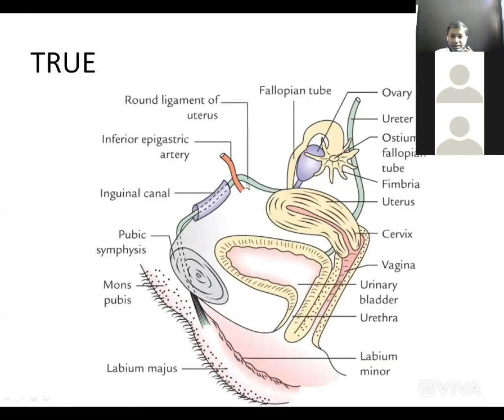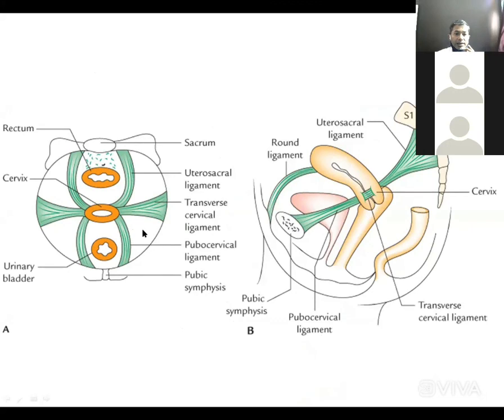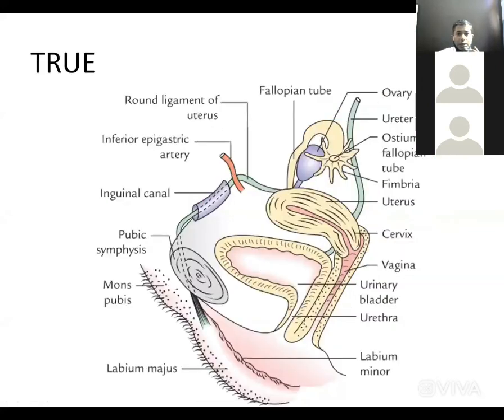This is the round ligament, attached to the lateral angle of the uterus. It goes anteriorly, downwards and forwards, winds around the inferior epigastric artery, passes through the deep inguinal ring, the inguinal canal, and the superficial inguinal ring, splits into strands, and is attached to the labia majora. So that is about the round ligament. This is the transverse cervical ligament, this is the uterosacral ligament, and this is the pubocervical ligament. So that is about the supports.